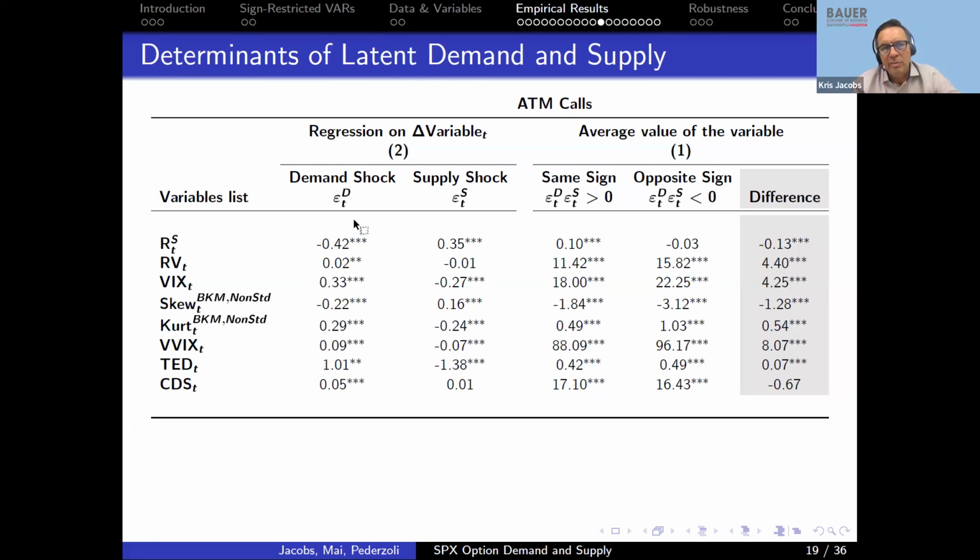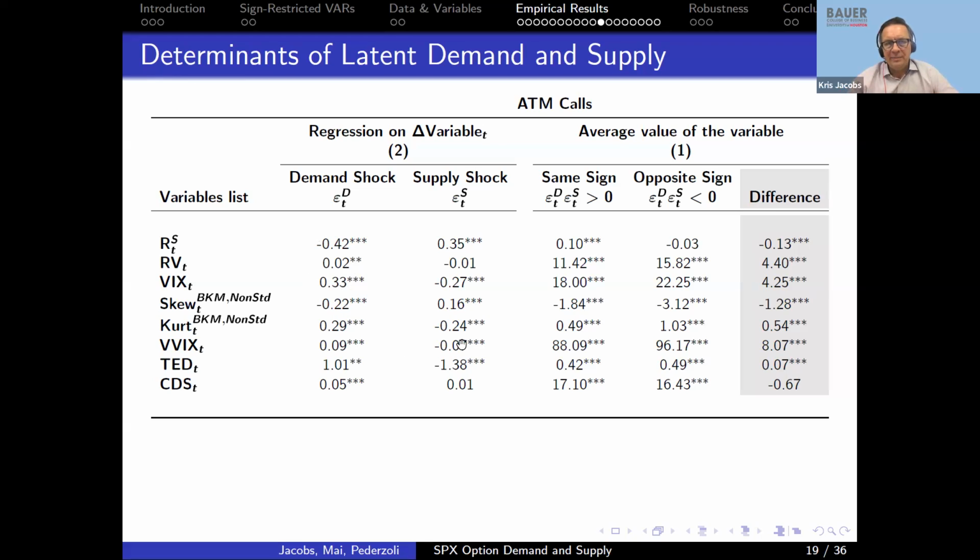So basically you take your demand shock and you regress it on these variables and you get a very consistent story, which is that, right? So let's take the variance, or the VIX. If there is higher volatility, therefore more uncertainty, then demand shifts to the right. And that also explains these two negative signs.